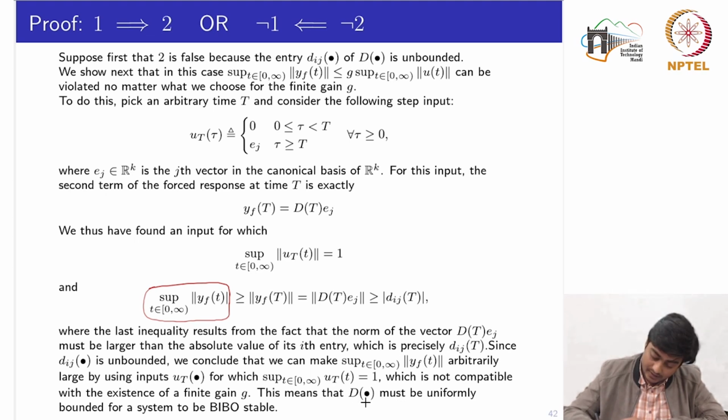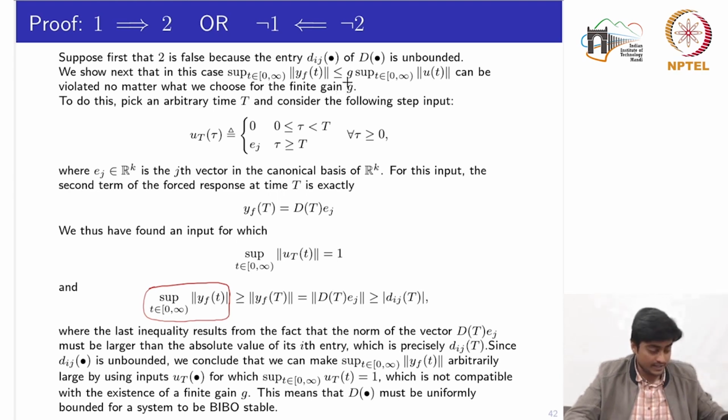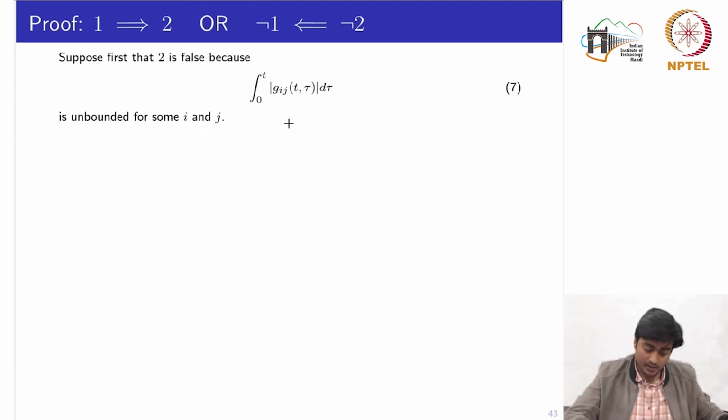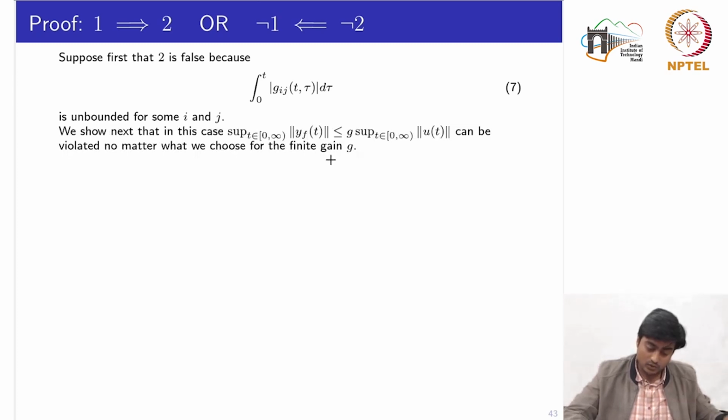This means that the D matrix must be uniformly bounded for a system to be BIBO stable. Because if any entry of the time varying matrix D is unbounded, then there does not exist any finite gain G. Now the second part of the proof says, suppose the second condition in the second statement is false. And why is it false? Because this integral is unbounded for some i and j. Again, similar to the previous proof, we want to show that there does not exist any G for which this inequality is satisfied.